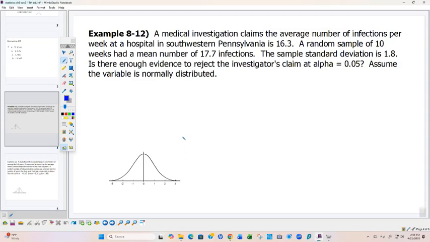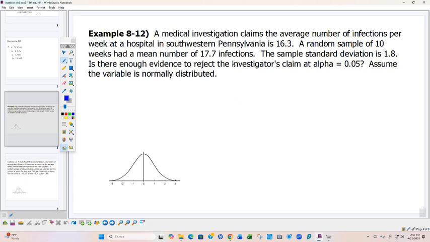Okay, let's look at another example of hypothesis testing in statistics. It says a medical investigation claims that the average number of infections per week at a hospital in southwestern Pennsylvania is 16.3. A random sample of 10 weeks had a mean number of 17.7 infections. The sample standard deviation is 1.8. Is there enough evidence to reject the investigator's claim at alpha of 0.05? Assume the variable is normally distributed.